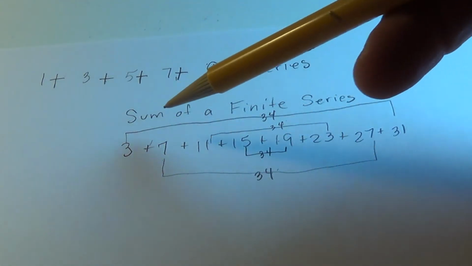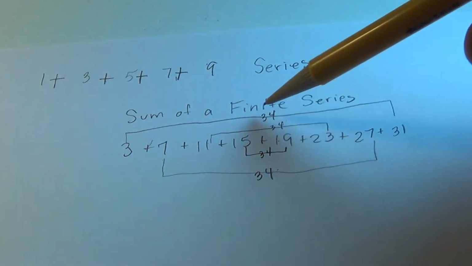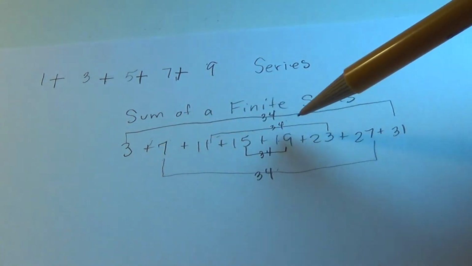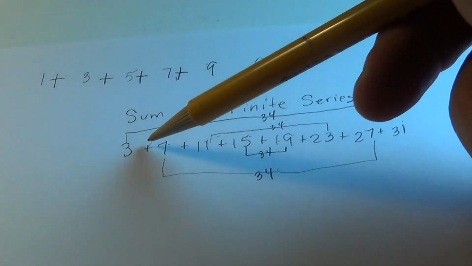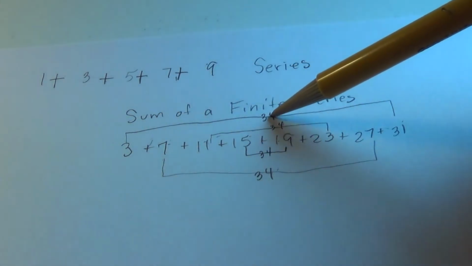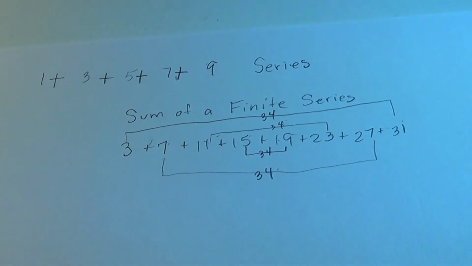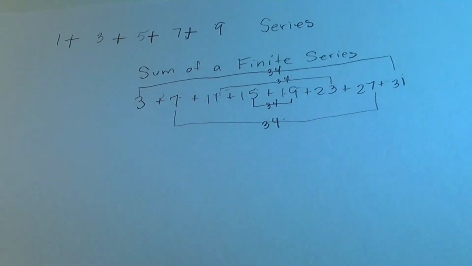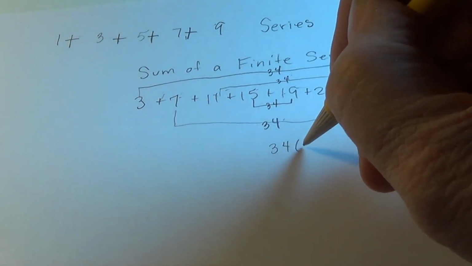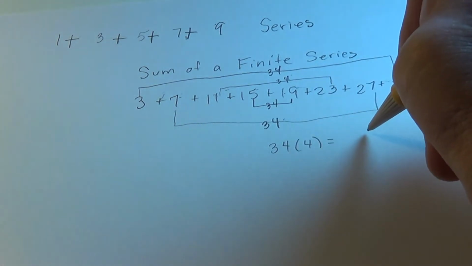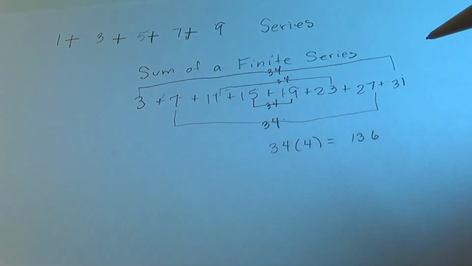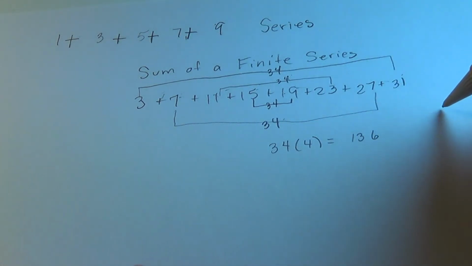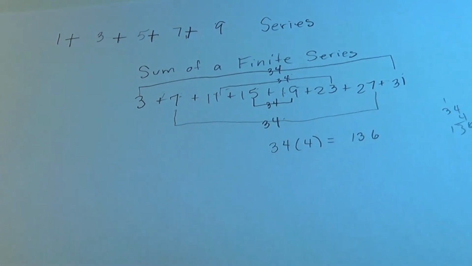So we have the same number 4 times, and there were 5, 6, 7, 8 numbers in this problem, but there were 4 times that I used the 34. So it's going to be 34 times 4 to come up with the sum, and that will be 136. Is that right? Yeah, I guess so, 136.